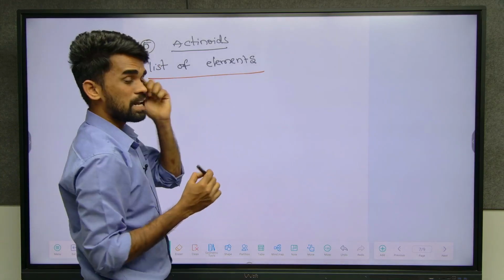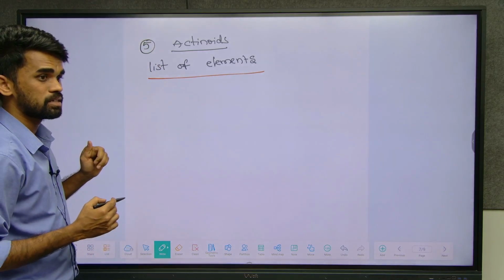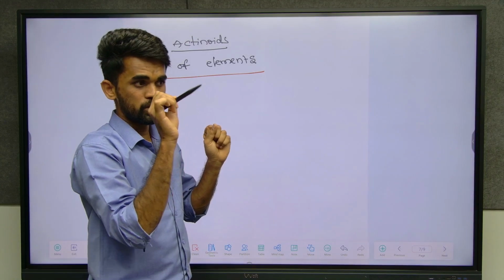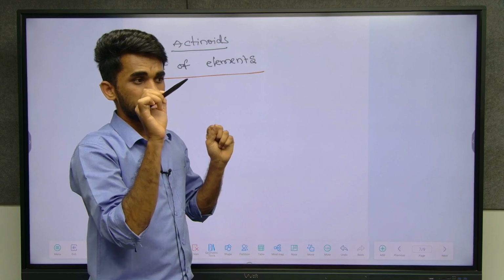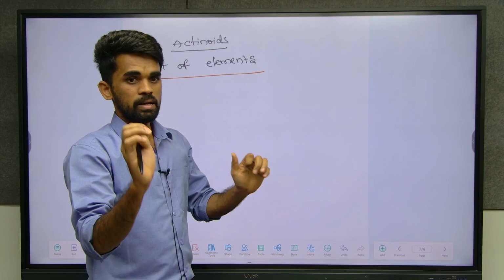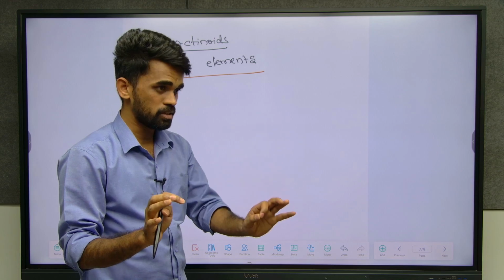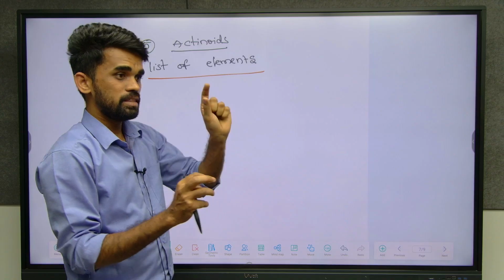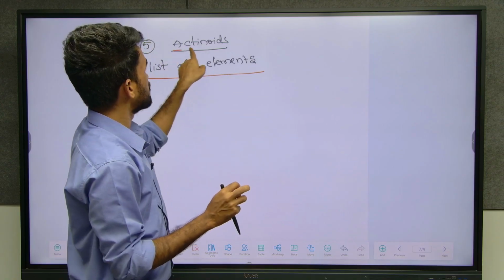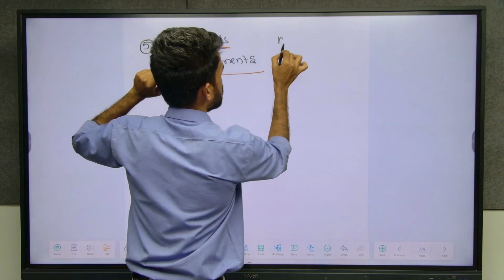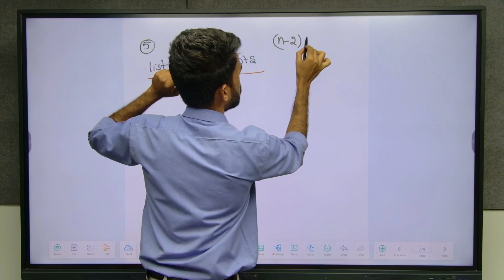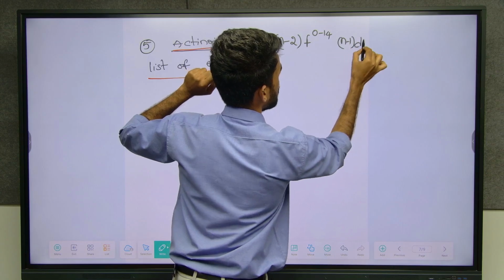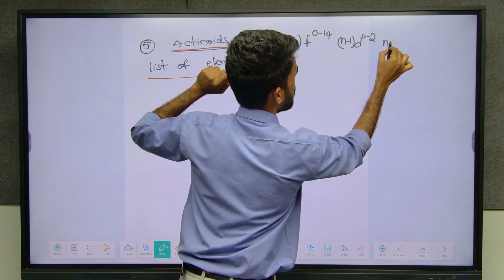What is the general electronic configuration we have written for f block elements? (n minus 2) f 1 to 14, (n minus 1) d 0 to 1. That is perfect for f block. Particularly when they ask about actinides, I can go with this one: (n minus 2) f 0 to 14, (n minus 1) d 0 to 2, ns2.